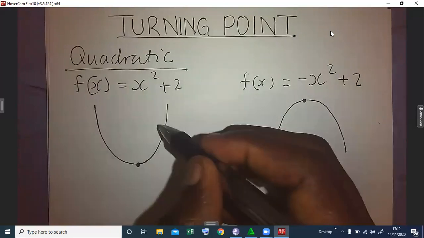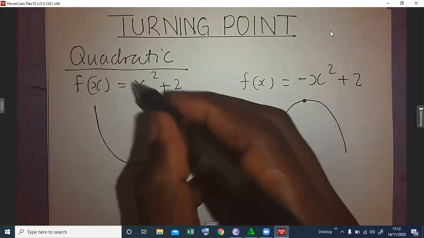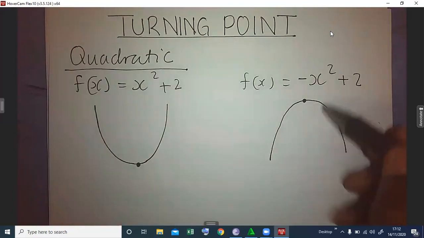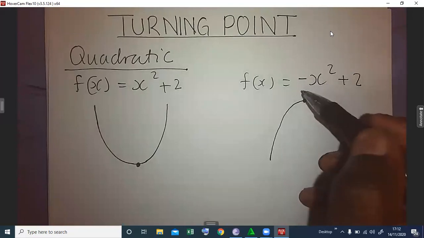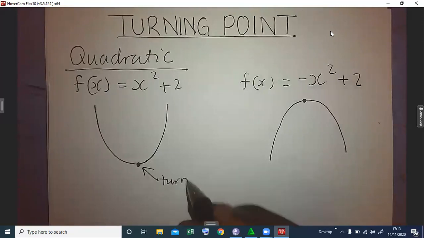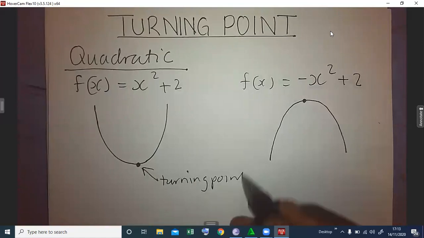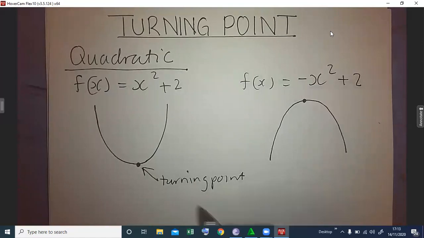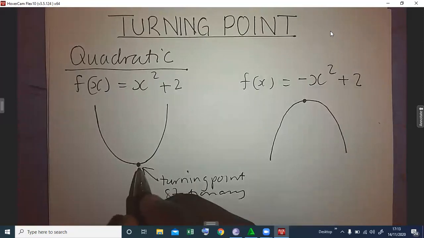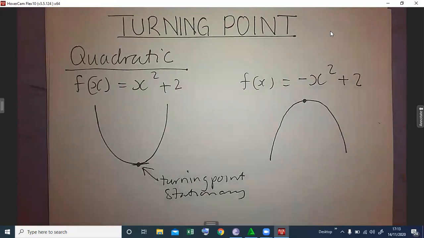To get a U curve, definitely the coefficient of x squared has to be positive. And to get this curve, the coefficient of x squared has to be negative. When we talk about this turning point, it is also known as a stationary point, a no movement point, stationary point. Now, our aim today is how do we find a turning point when given a function.